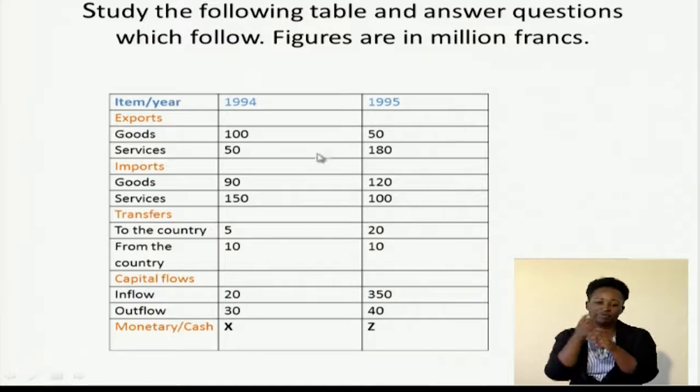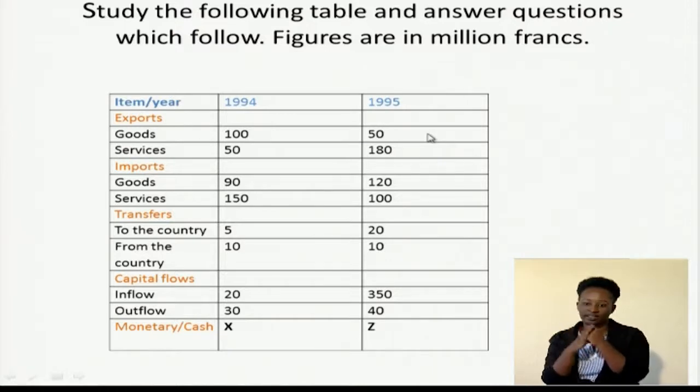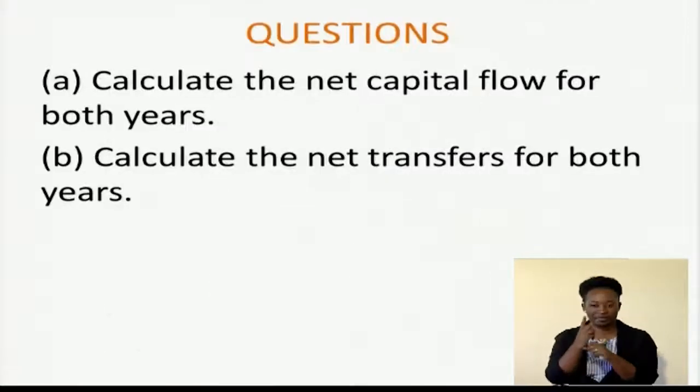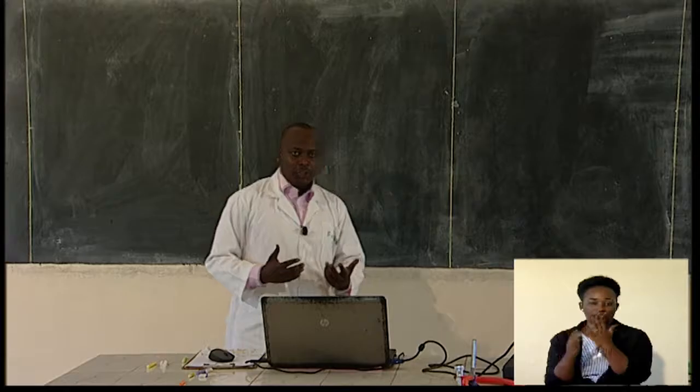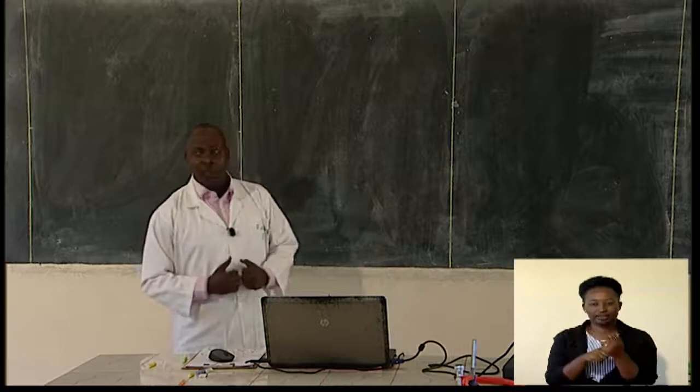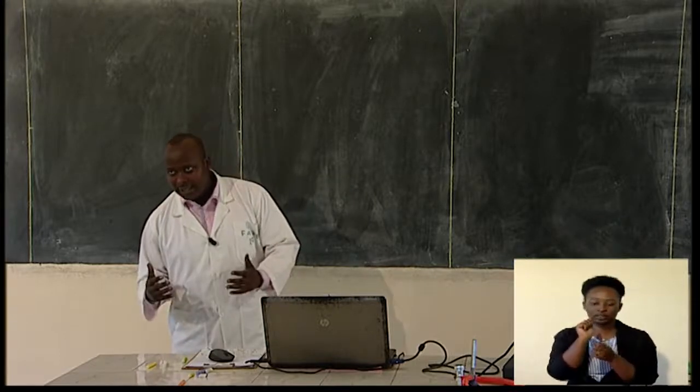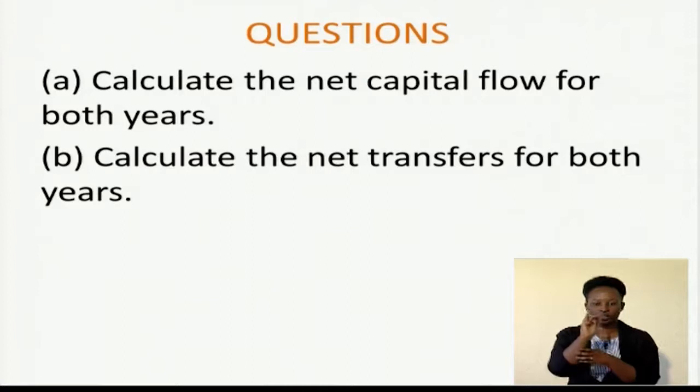We have a table which has 3 columns: item or year, the column of 1994 and the column of 1995. Those are 2 years. You're given a table, and they are asking you to calculate the net capital flow for both years. Part B, calculate the net transfers for both years.